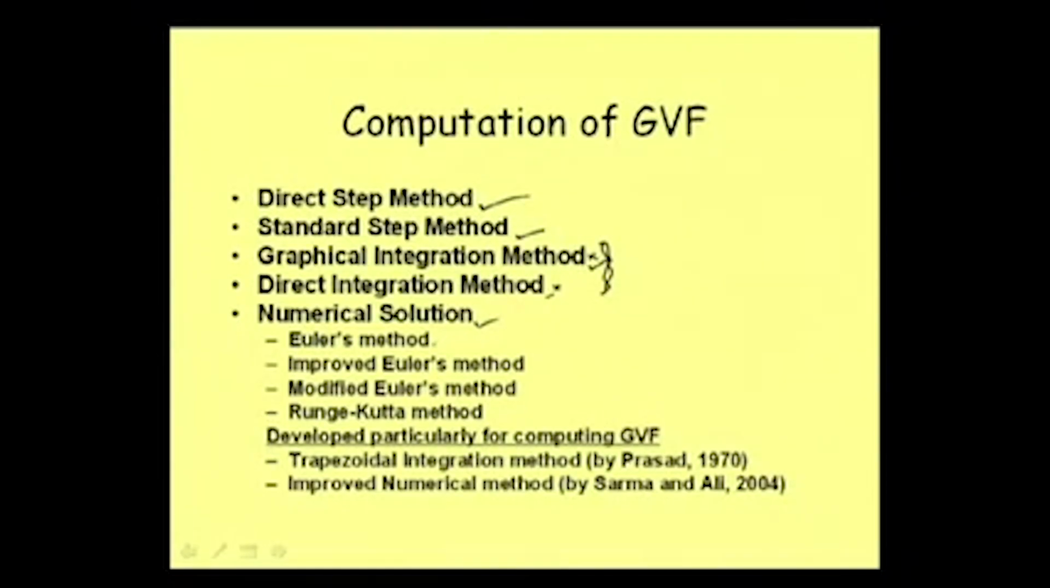One is called Euler's method, which was used earlier. Then of course, when it was found that this method is not giving very accurate results, the improved Euler method came. Then again, to improve upon that, the modified Euler method has been suggested, and people are using this method. And then the Runge-Kutta method, as we know, is a very popular numerical method, the fourth order Runge-Kutta method. This gives very accurate solution for gradually varied flow profile.